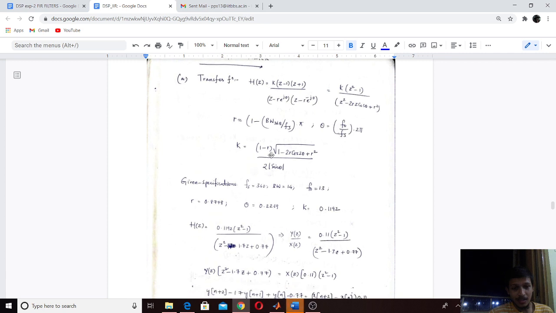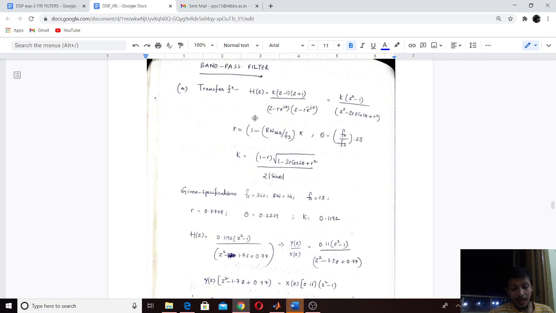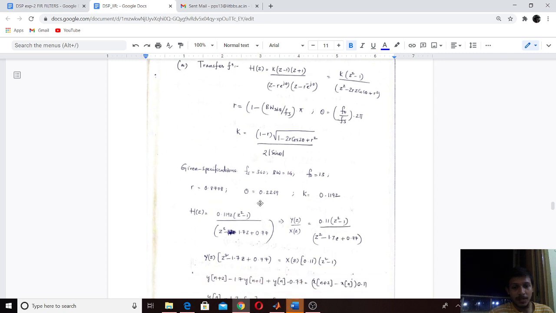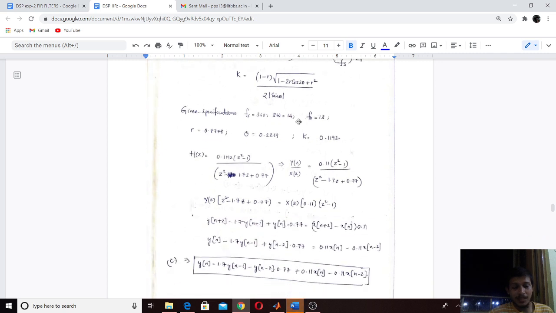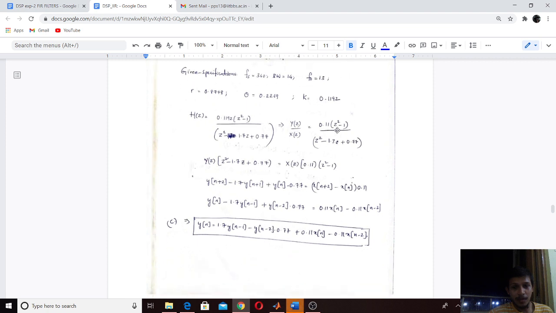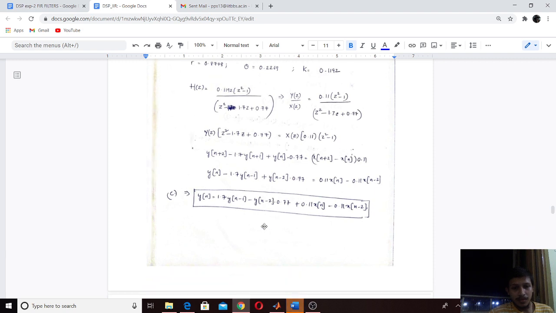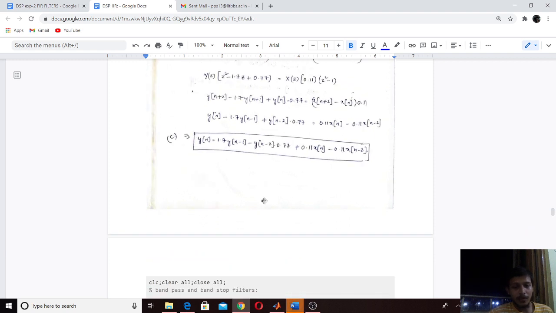So k is chosen to ensure that the magnitude of H of j omega is equal to 1 at omega equal to the center frequency. K is equal to 1 minus r into the square root of 1 minus 2r cos theta plus r square, divided by 2 into mod sin theta. For the given specifications, fs 360, we get H of z is equal to 0.1 into z square minus 1 by z square minus 1.7 z plus 0.77, which gives the difference equation y of n is equal to 1.7 into y of n minus 1 minus 0.77 into y of n minus 2 plus 0.11 x of n minus 0.11 x of n minus 2.